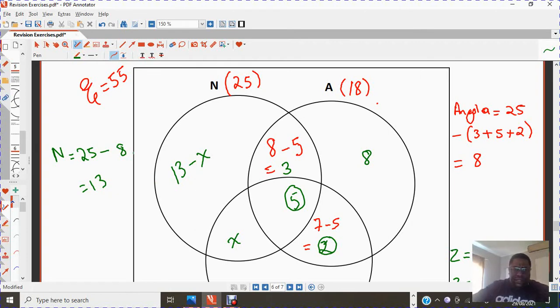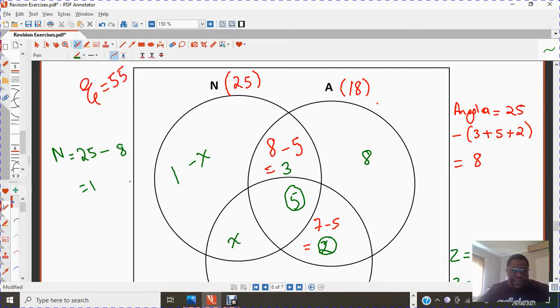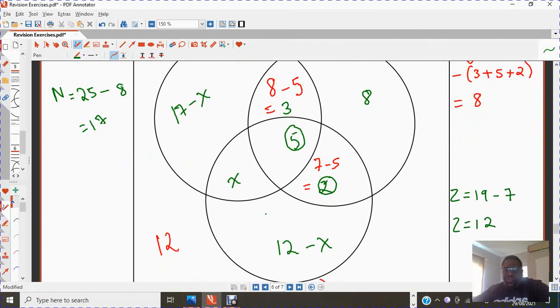But then there's a little bit of a mistake there in our calculation. 25 minus 8 is nothing but 17. Okay. All right, so we have got our 17 here. So that's 17, and that one is also 17. All right, so now we have our sort of solution.